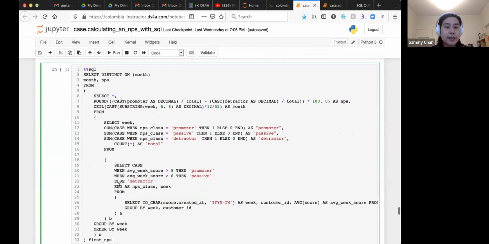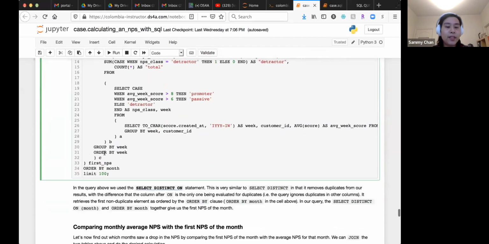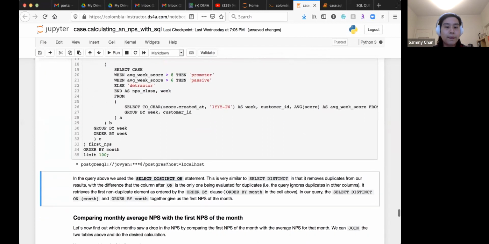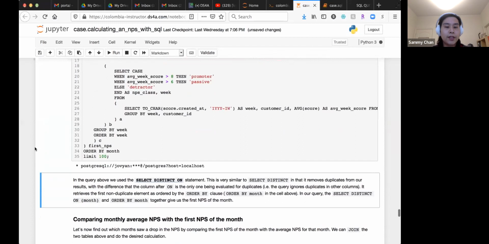So this is again the same query, but here we are only selecting distinct. What it means is it removes the duplicates from our results. So let's try running it.